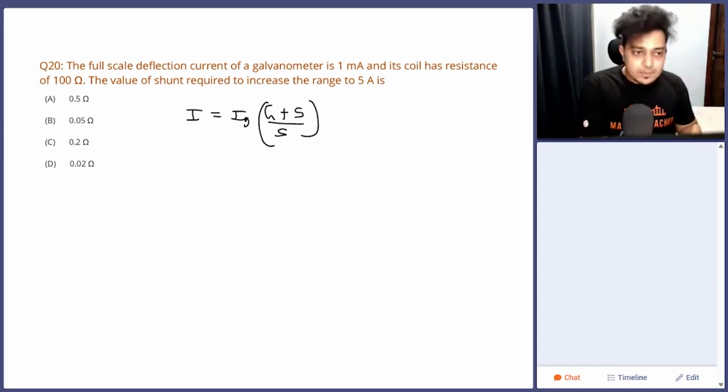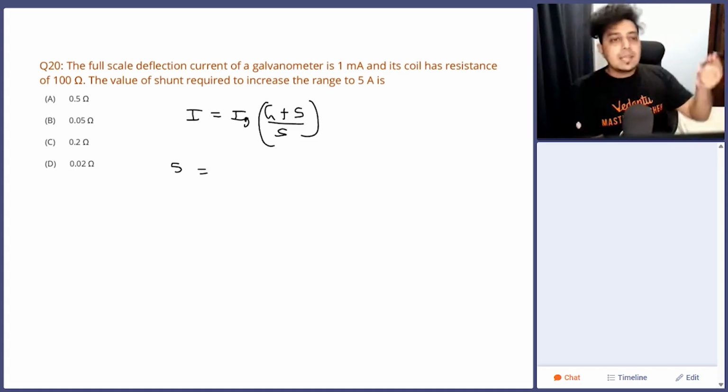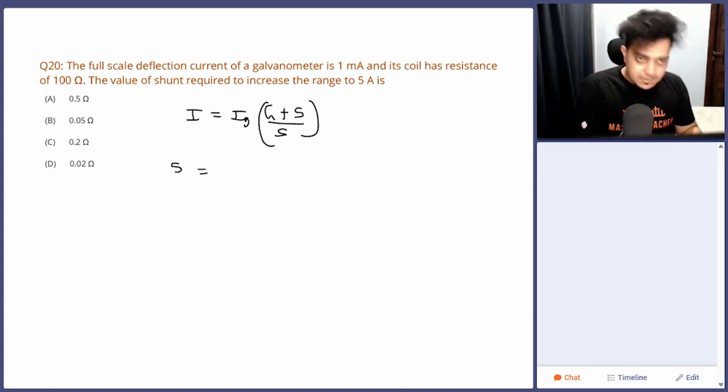So we wish to measure current up to 5 ampere. That's the maximum current. If the current is maximum, then the current in the galvanometer is also maximum. So the maximum current that galvanometer can sustain is 1 milliampere. So that is 10 raised to minus 3. Okay. The galvanometer itself has a resistance of 100 ohm. And we have to figure out the resistance of shunt. So shunt resistance we have to figure out.